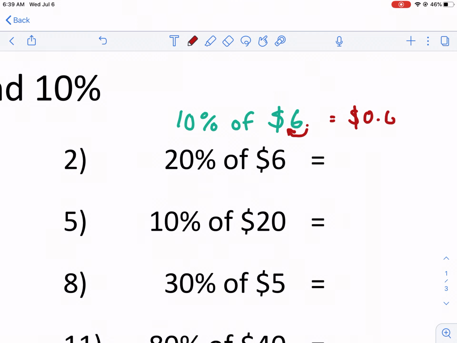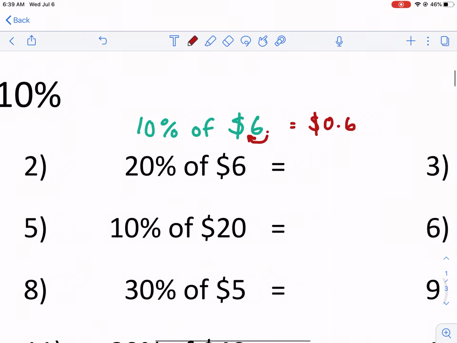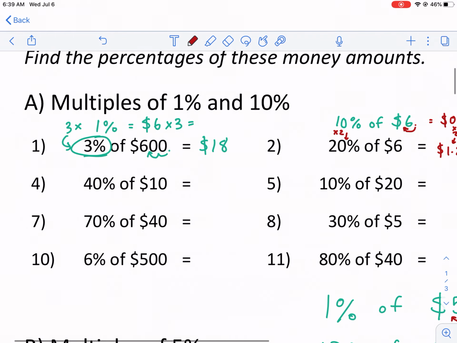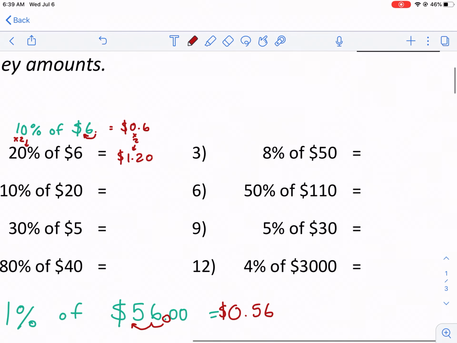So I'm going to write it like this, actually. Now, I don't want 60 cents. I want double that because times 2 takes me to 20%. So I need times 2 here to get me to $1.20. And that's going to be my answer. 6 times 2 is 12, so I make it $1.20, and that's how I do part A, I should say, of this worksheet.